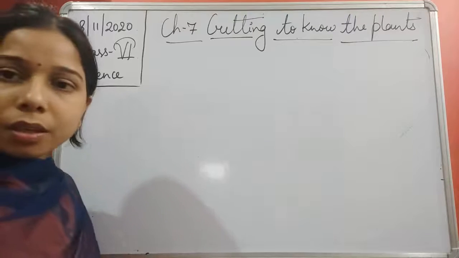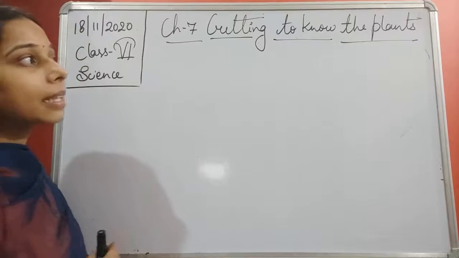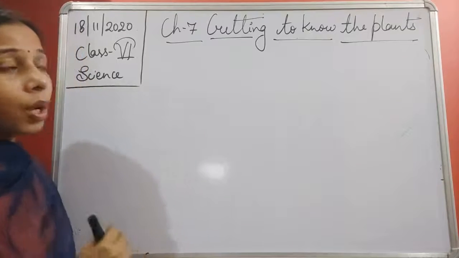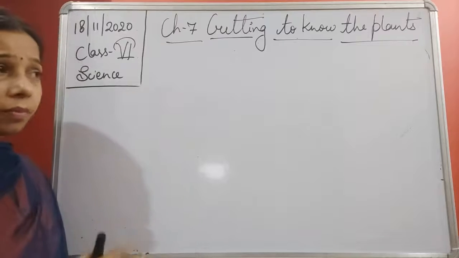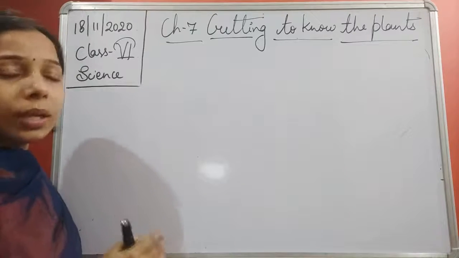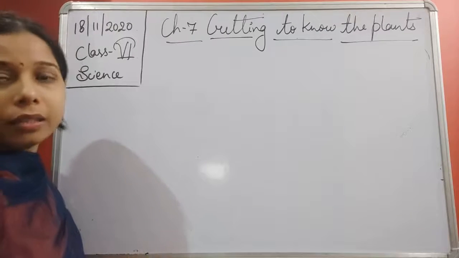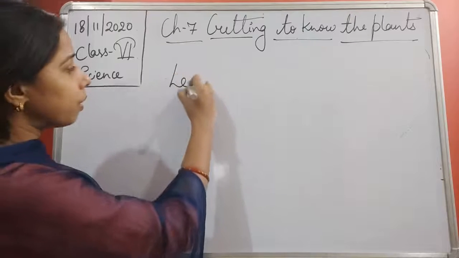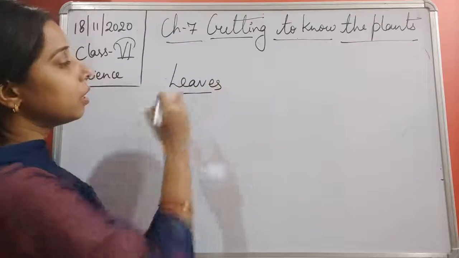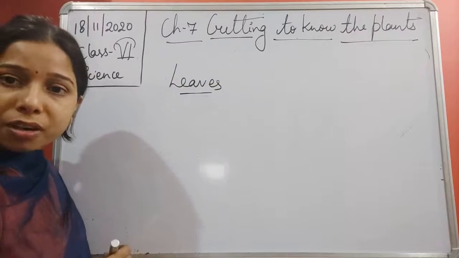Hello students. In the previous class, in the chapter Getting to Know the Plants, we were talking about the different parts of the plant. Till now, students, we discussed the roots, stems and the leaves. If we talk about the leaves, we have seen that leaves perform several kinds of functions.